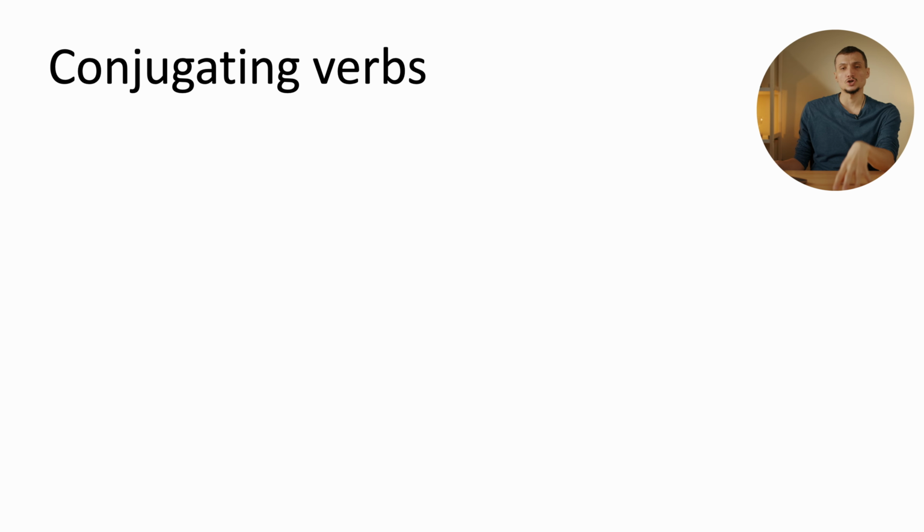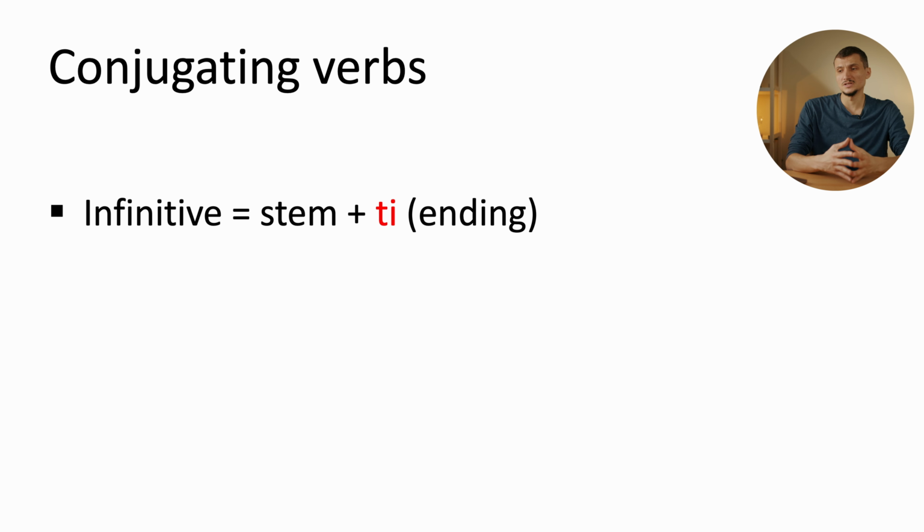Now, how do we conjugate verbs in Slovenian? Well, really we just have to know one thing. Our starting point is that the infinitive is made up of a stem and an ending. Now, ending is a technical term for the last letter or the last few letters of a word that have a grammatical function. It's the end of a word with a grammatical function. Now, the stem is everything that's not the ending, basically. Everything that comes before the ending in the infinitive is a stem.